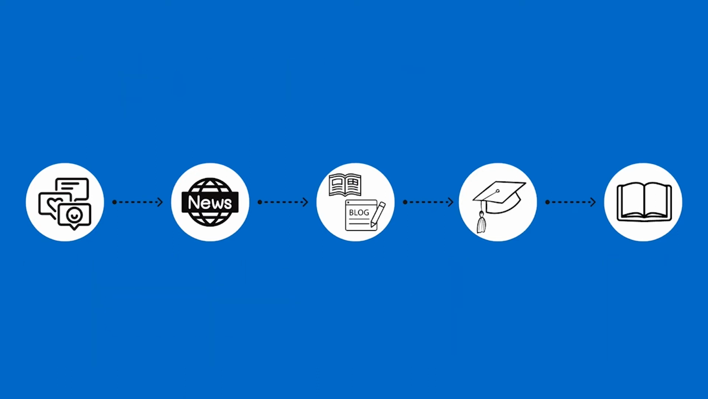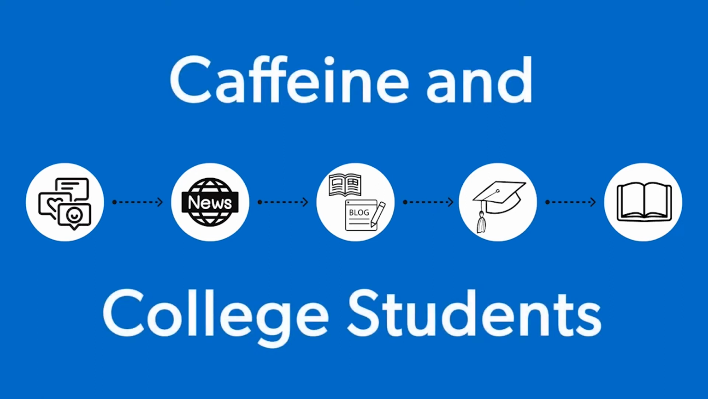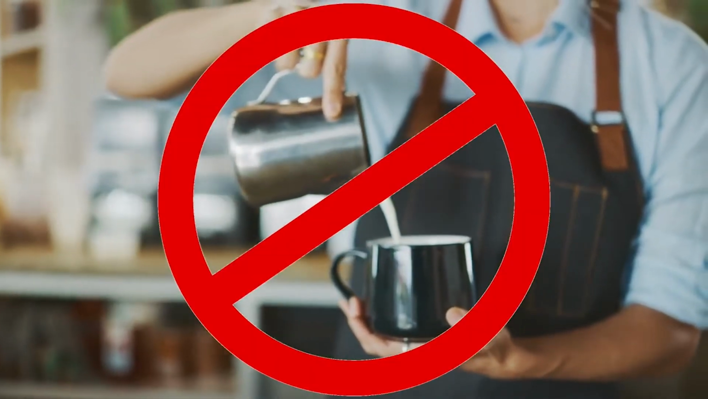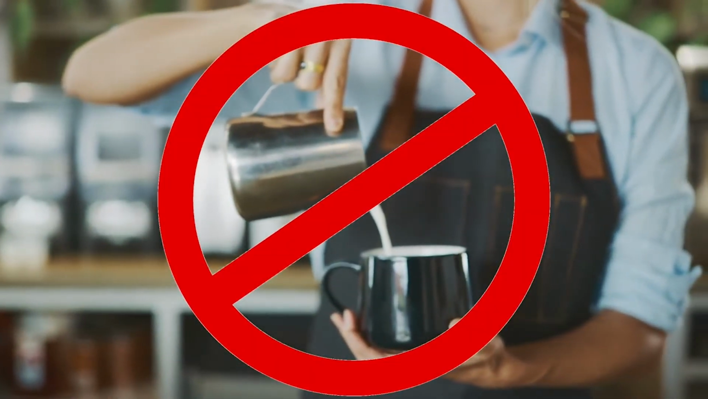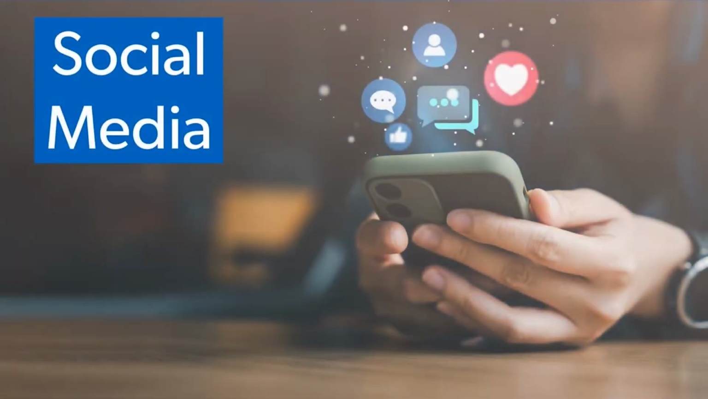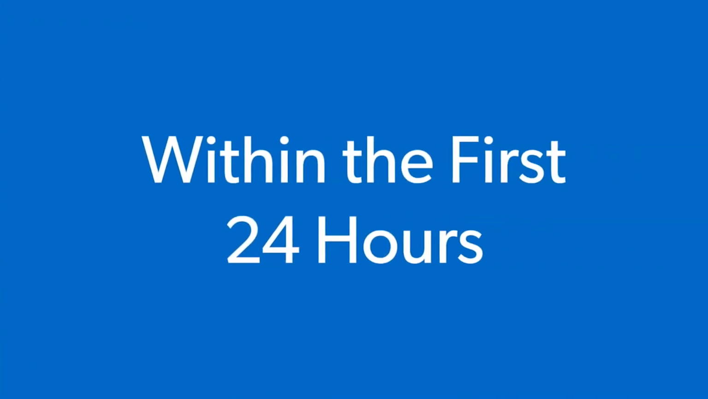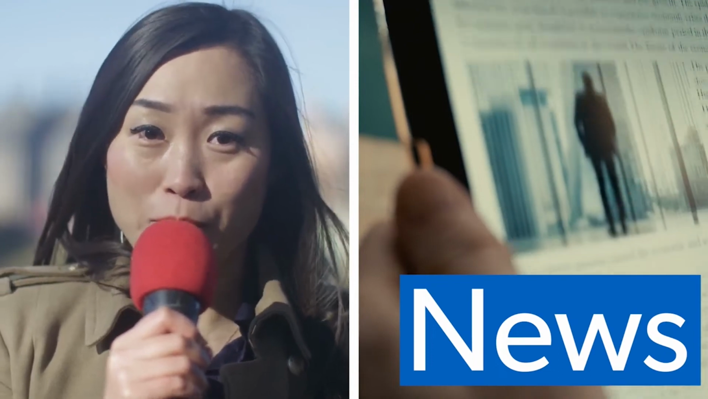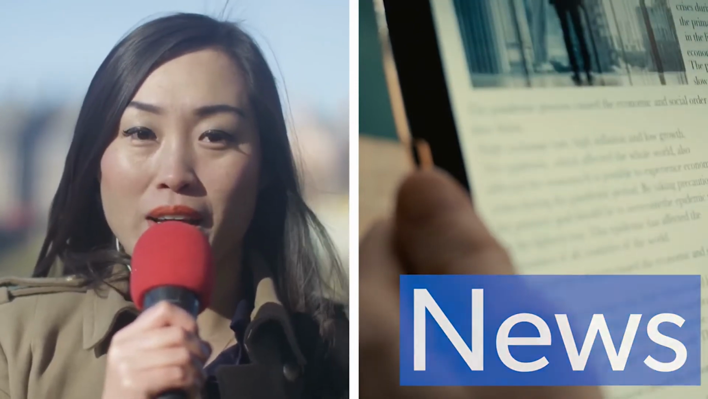Let's use a fictional example of how information travels through the timeline related to caffeine and college students. Let's pretend that a university decided to ban caffeine, including coffee and energy drinks, on campus as a health initiative. When the news is announced, we would first begin to see many people posting about it on social media, making their thoughts known, typically within the first 24 hours. Also within the first 24 hours, we'd begin to see news reports about the event. This could be local, state, and even national news.